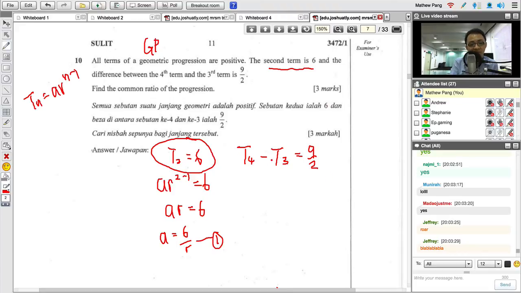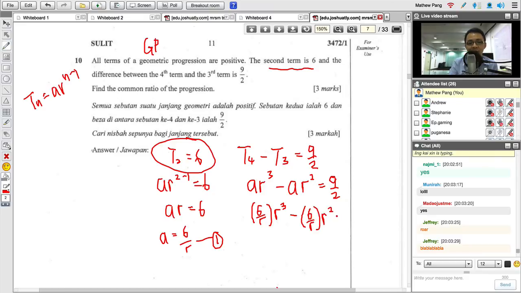Then this one I do the same thing. So this one is Ar^3, 4 minus 1 is 3, minus Ar^2, 3 minus 1 is 2, equals 9 over 2. I could factorize out Ar squared, but no need, don't do an extra step. So I substitute the A into here. I got 6 over r times r cubed, minus 6 over r times r squared, equals 9 over 2.